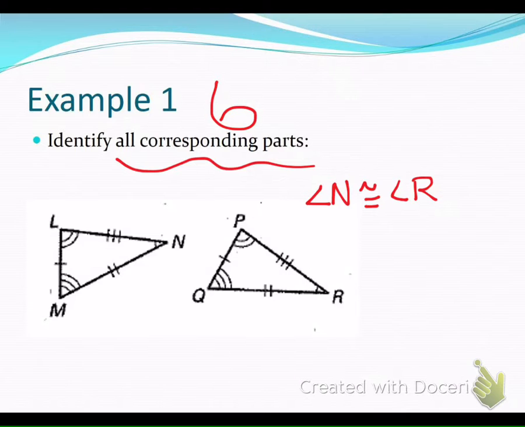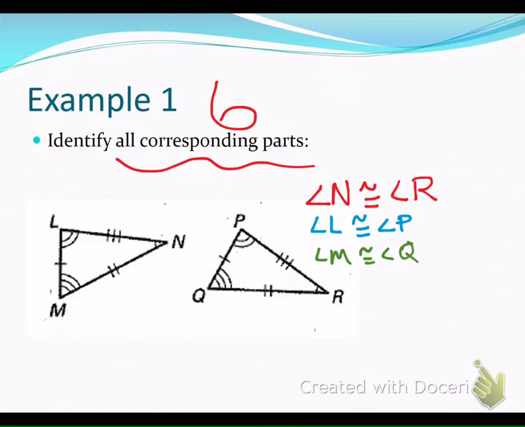Anyone see another one? L. Angle L is congruent to angle P. Good. Angle M is congruent to angle Q. Those are the easier ones. I think the angles are easier than the sides because usually you can get away with just 1 letter. Remember, sides, though, we use 2 letters. So angle, or side, excuse me.